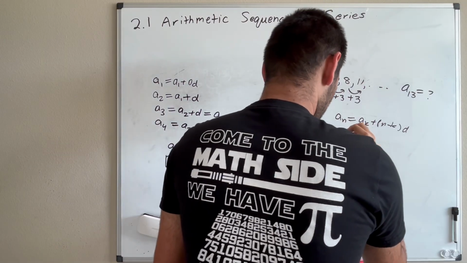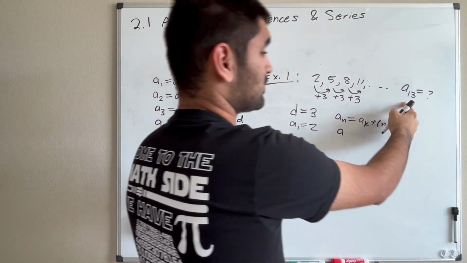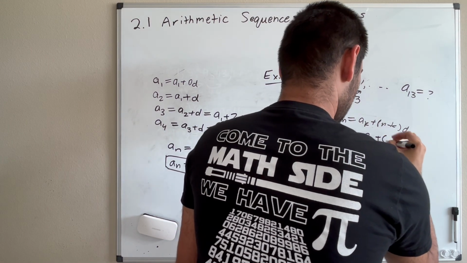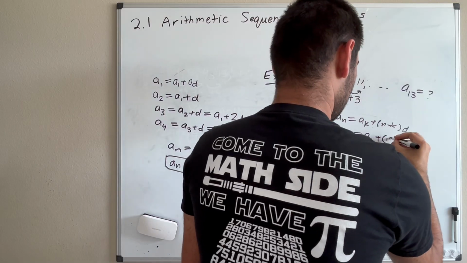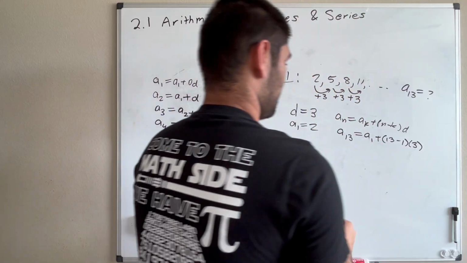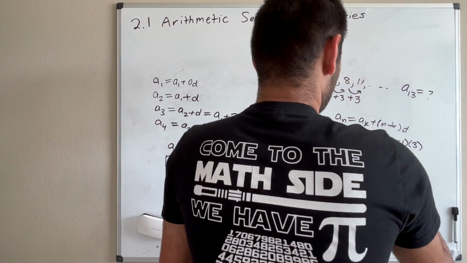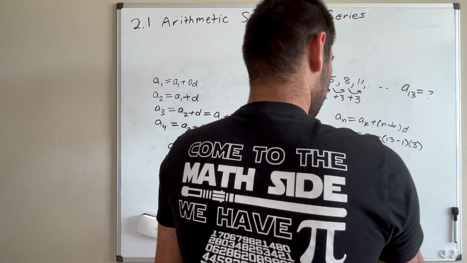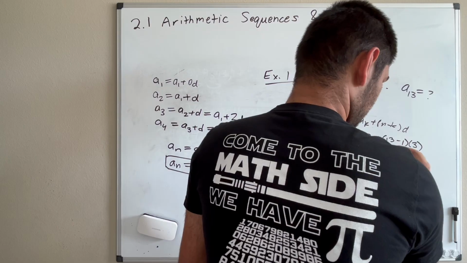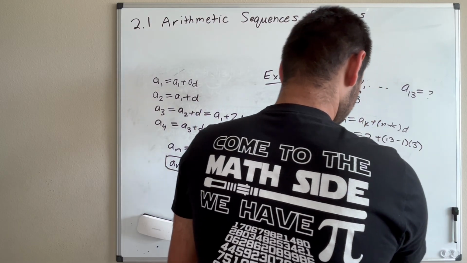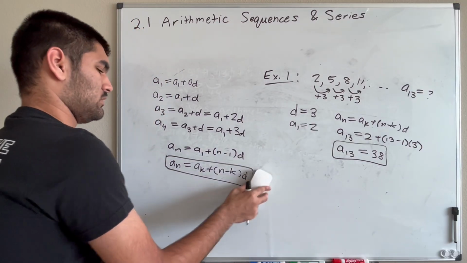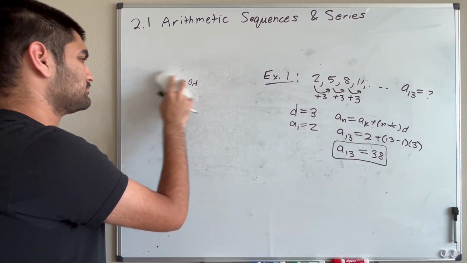So substituting everything in, a_n, where we want the 13th term, so n will be 13, equals a1 plus n minus k, so that's 13 minus 1, and then the common difference is 3. And then we know that a1 is just 2. So we get that the 13th term is just 38, I believe. All right. Okay, good.